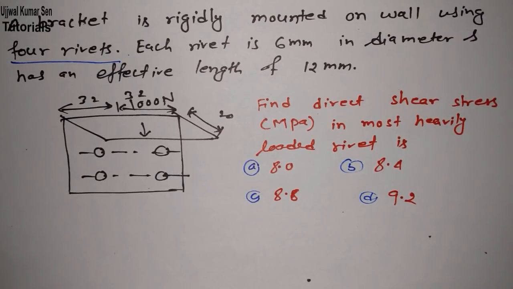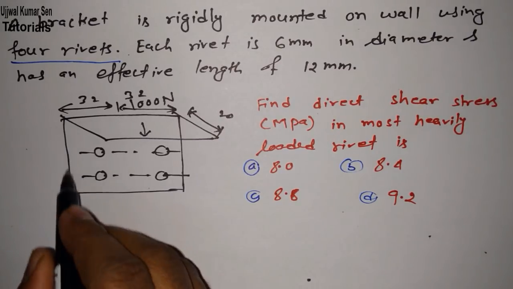I have even shared videos related to fillet joints, which have already been asked in GATE questions. Okay, now in this tutorial I'm going to share exactly how to solve this question. So let's go for it. Now what they have asked: a bracket is rigidly mounted on a wall using 4 rivets.